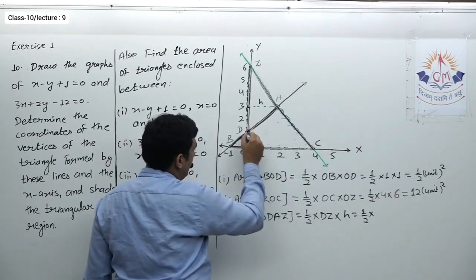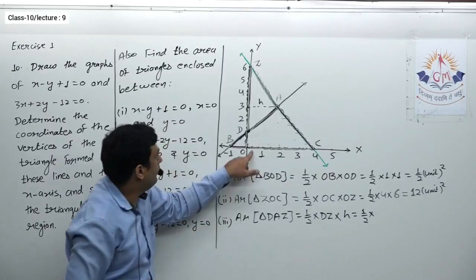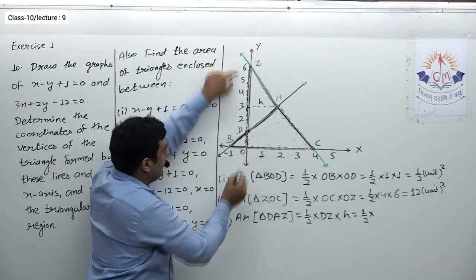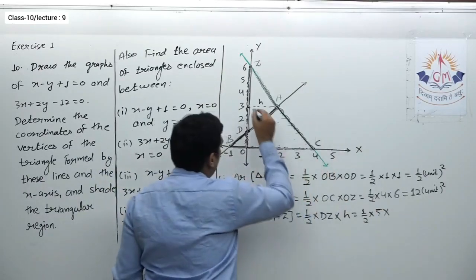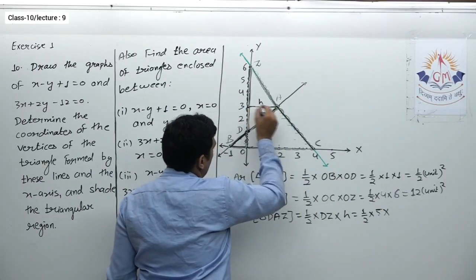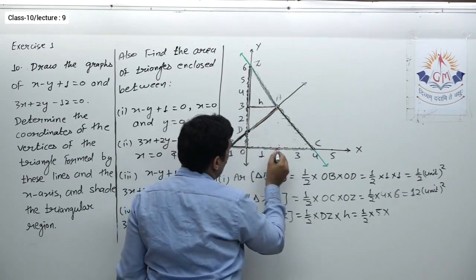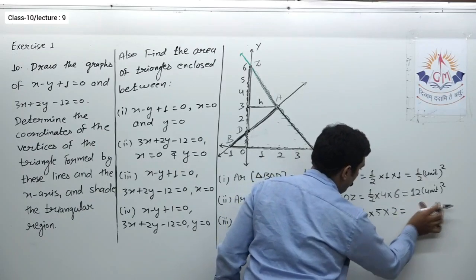Now DZ, see this much is 1 unit, and from O to Z it is 6 units, and this much is 1 unit. So DZ will be 5 units multiplied by the height, and this one we know is 2. This distance is 2. So the height is 2. So the answer will be 5 unit square.